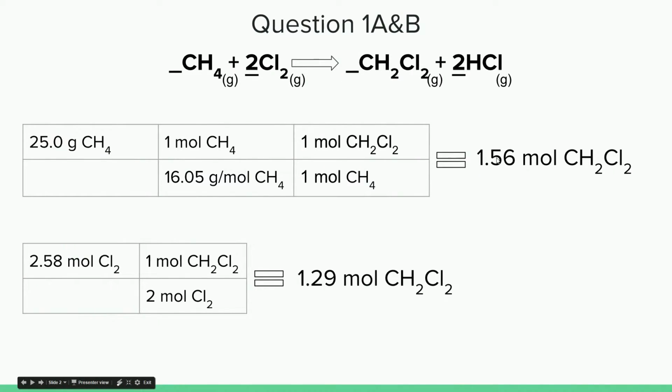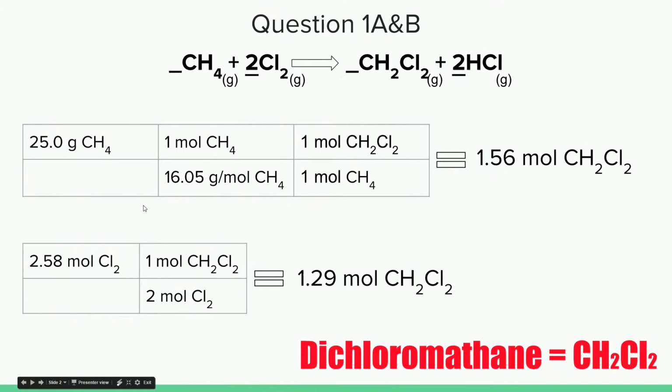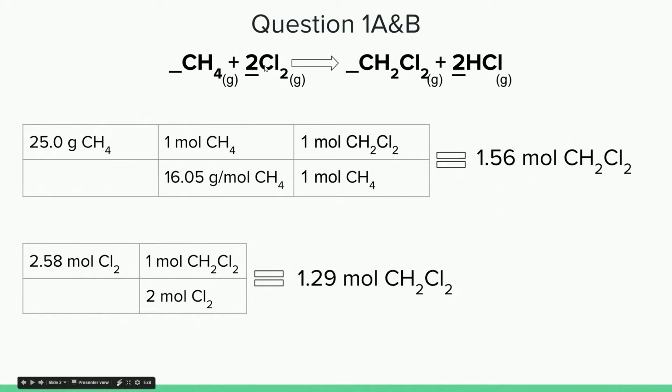The problem also gives us 2.58 moles of chlorine gas, which we can convert to moles of CH2Cl2, also using the coefficients in the chemical equation. And for every 1 mole of dichloromethane, there are 2 moles of Cl2. So we divide the 2.58 moles of Cl2 by 2, and we get 1.29 moles of CH2Cl2. Since 1.29 is clearly smaller than 1.56, the Cl2 is the limiting reactant.